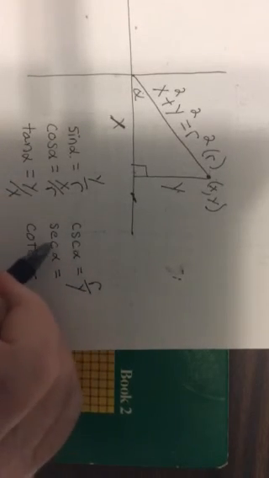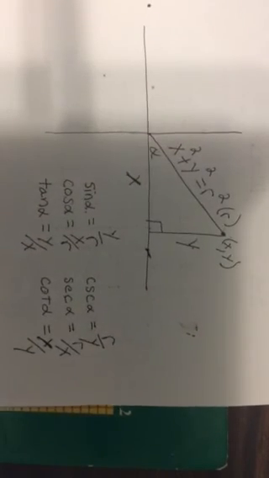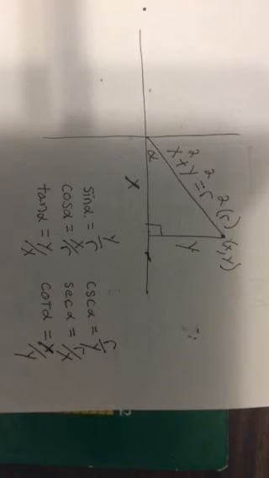Now, cosecant is the reciprocal of sine. So if sine is y over r, then cosecant is r over y. Cosine is the reciprocal of secant, or secant's the reciprocal of cosine, so it'd be r over x. And cotangent's the reciprocal of tangent, so if tangent's y over x, then cotangent is x over y. So you need to memorize those by Sunday. It's greatly going to help you.